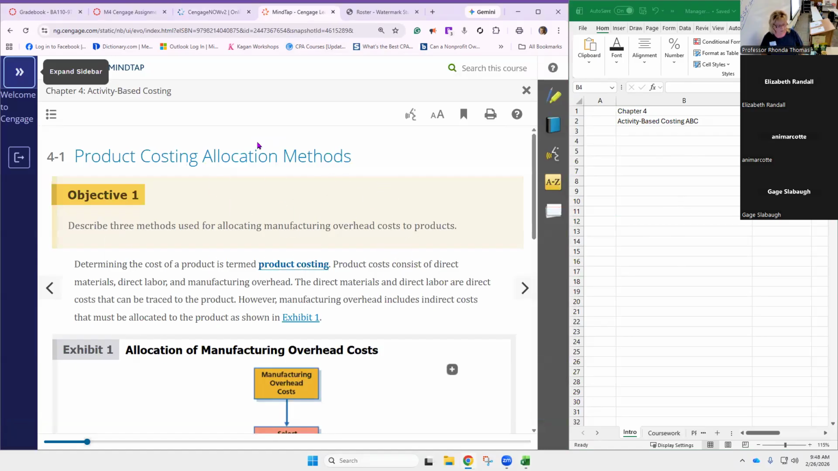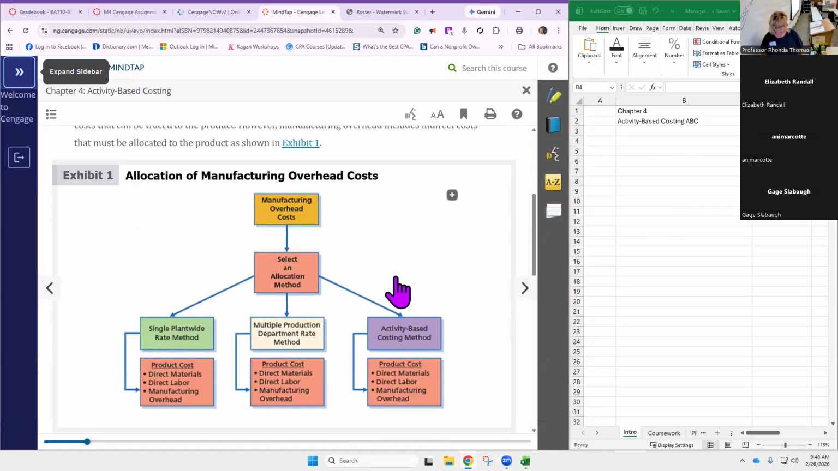So here we are in Chapter 4, product costing allocation methods, right? Once again, to allocate means to spread out costs over certain products and things, okay? In this chapter, we're going to see a single plant-wide rate method, a multiple production department rate method, and an activity-based method. So we're going to learn these 3 and how they work.